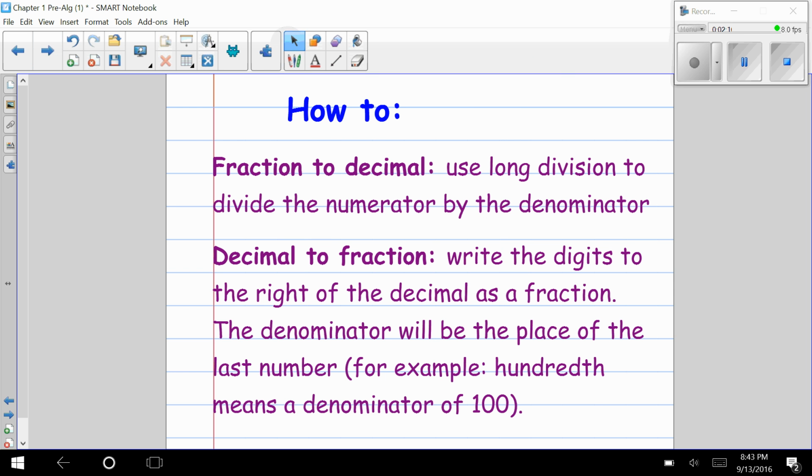So we're talking today about how to turn fractions into decimals and decimals into fractions. To turn a fraction to a decimal, you're going to use long division to divide the numerator by the denominator. To change a decimal to a fraction, you're going to write the digits to the right of the decimal as a fraction. The denominator will be the place of the last number. So for example, if the last digit is in the hundredths place, it means your denominator will be 100. And then you'll have to simplify.